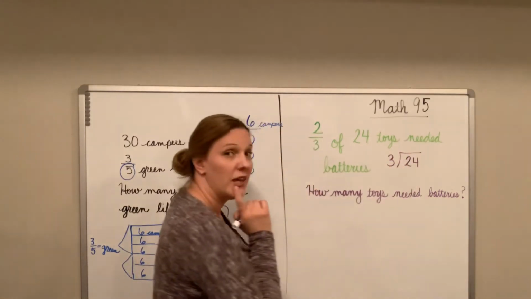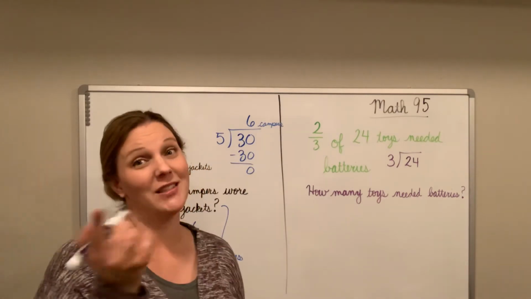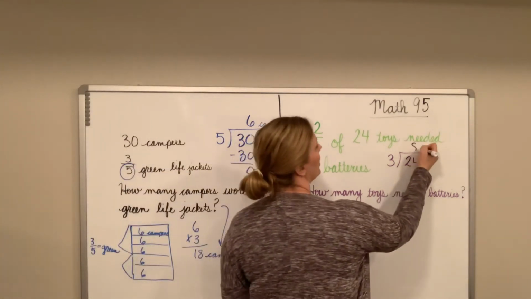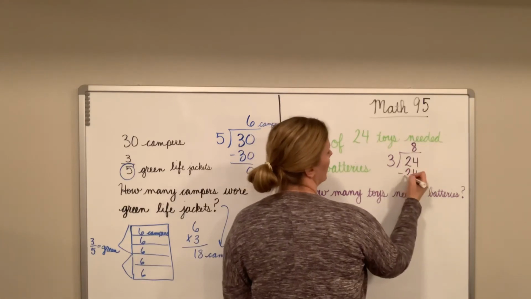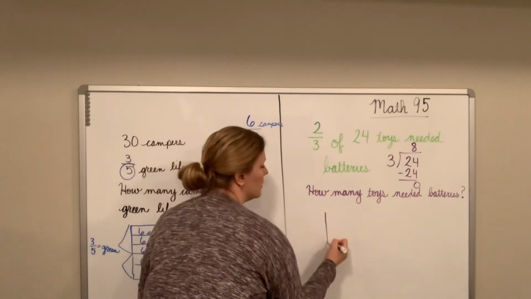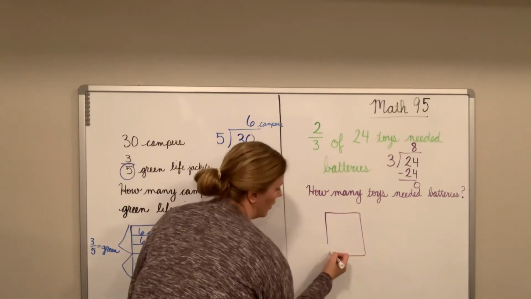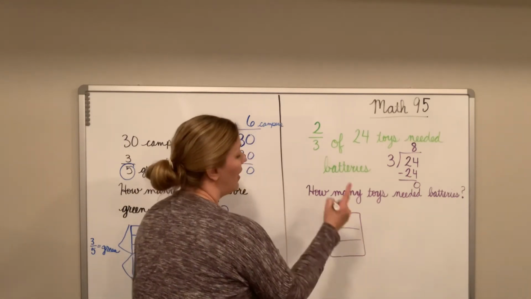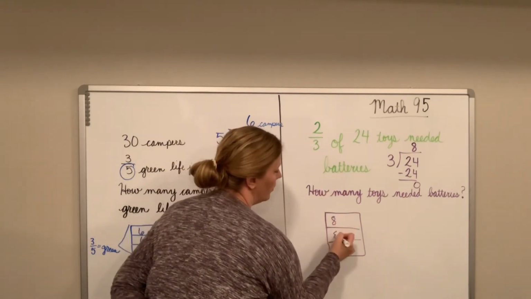Do you know your multiplication facts? If not, you can sing your 3 song. Either way, you're going to get to the solution that 8 times 3 is 24. Nothing left over. So there are 3 groups. Draw my picture. 1, 2, 3 groups. I have 8 in each group.